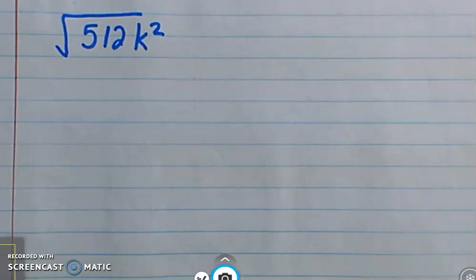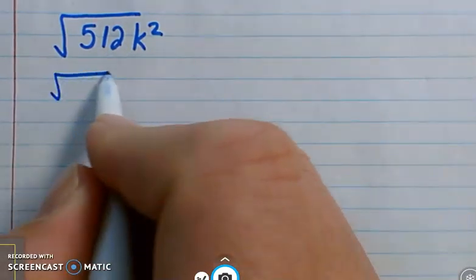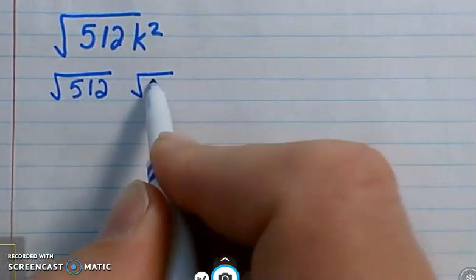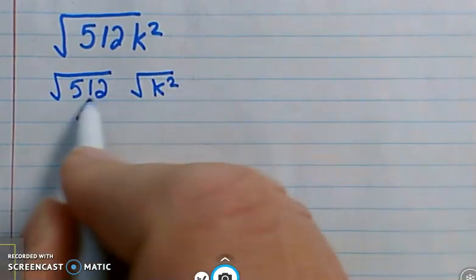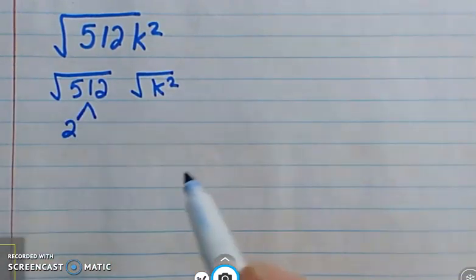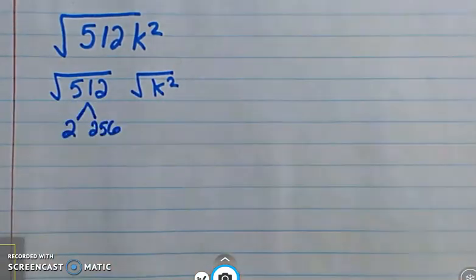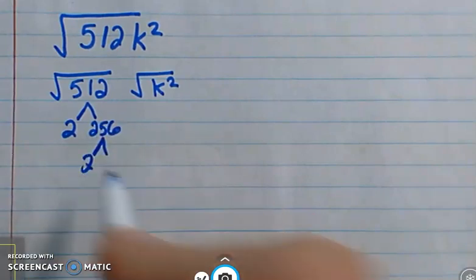Alright, so we're going to go from here. Because this number is so large, I really think I'm just going to stick with the factoring technique on this. Remember, I do have 512 and the k squared here. So I'm going to break down this 512. Let's see, it's an even number, so let's start with a 2. How about 2 times 256? That'll give me 512. Well, 256 is still even, so I'll go with another one.